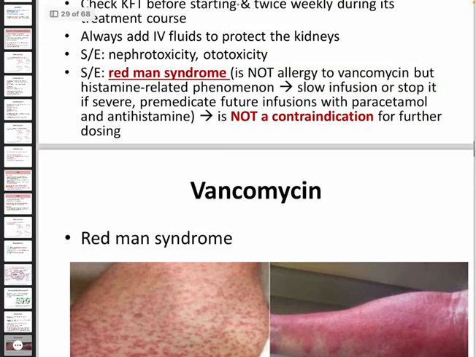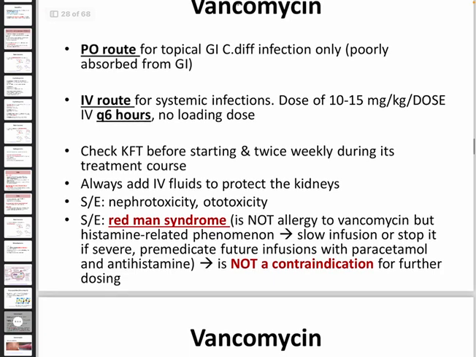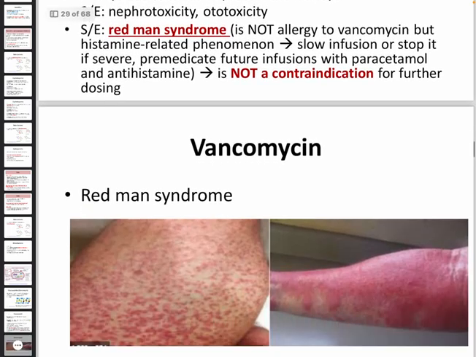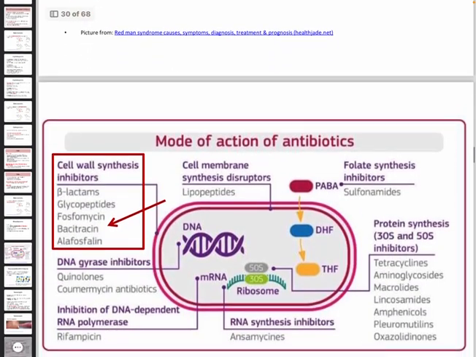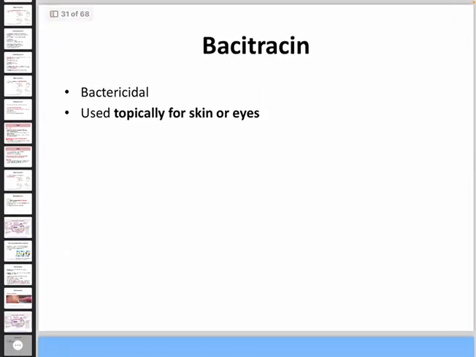How do we avoid this in the future? By giving premedication. Before starting vancomycin, you can pretreat with an antihistamine, sometimes corticosteroids, and slow the infusion of vancomycin, so give it over a more prolonged period of time. Bacitracin is a bactericidal antibiotic that can only be used for topical infections like skin or eye infections.